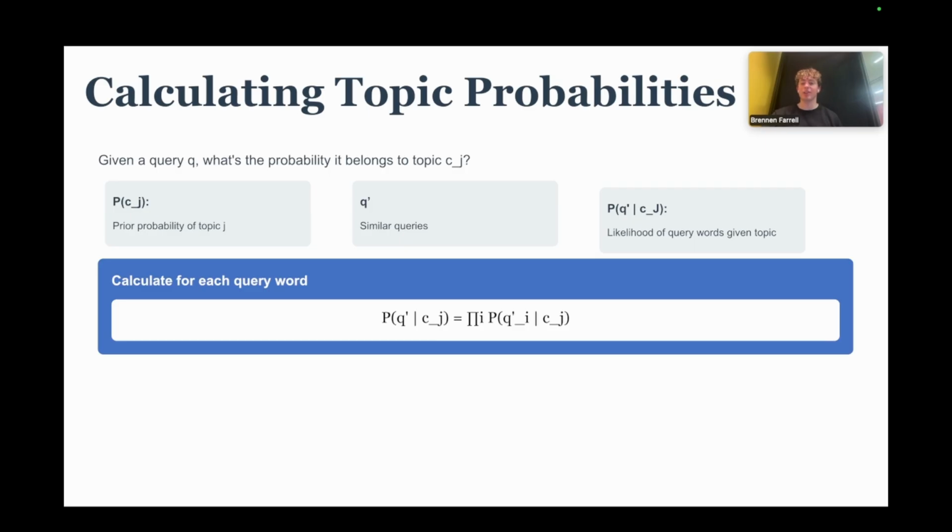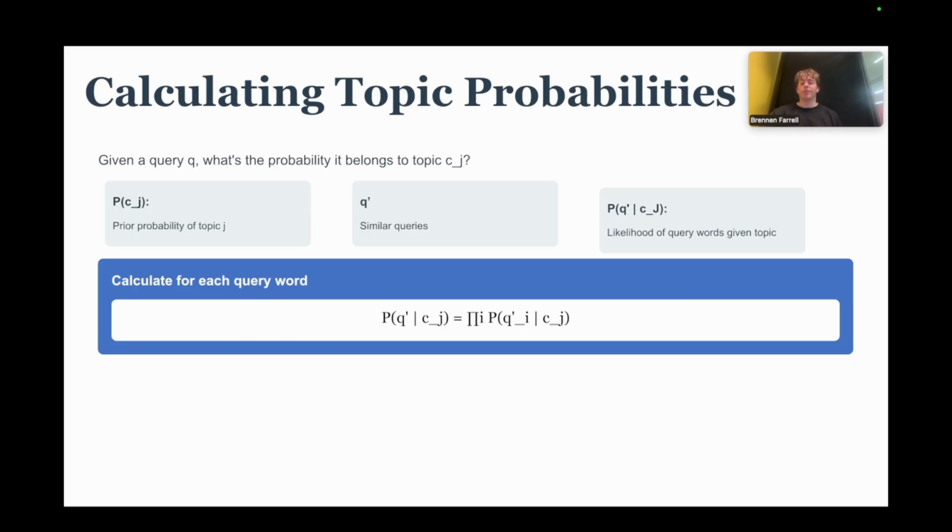Now we have calculating the topic probabilities. Given a query Q, what is the probability it belongs to topic C sub j? First we have the probability of C sub j, the traditional probability of topic j appearing in a certain query. And we have Q prime, the normal query, with similar wording and verbiage. Then we have the likelihood of query words given a topic.